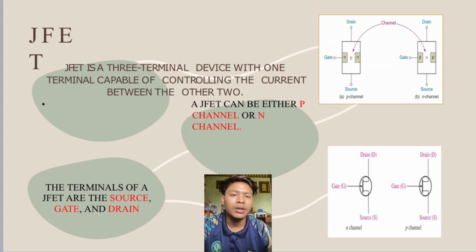First, JFET. JFET is a 3-terminal device with one terminal capable of controlling the current between the other two. A JFET can be either P channel or N channel. The terminals of a JFET are the source, gate and drain.